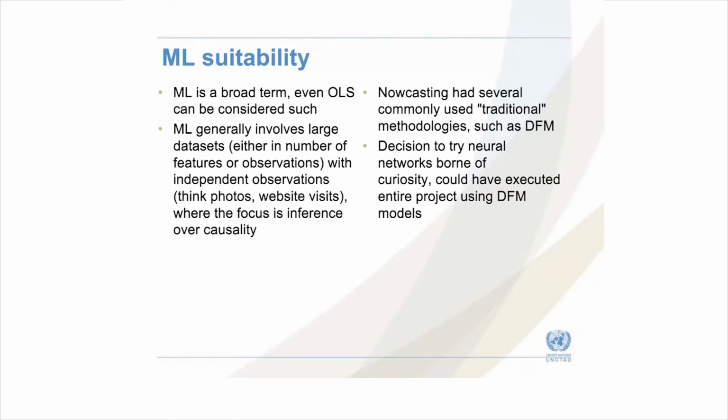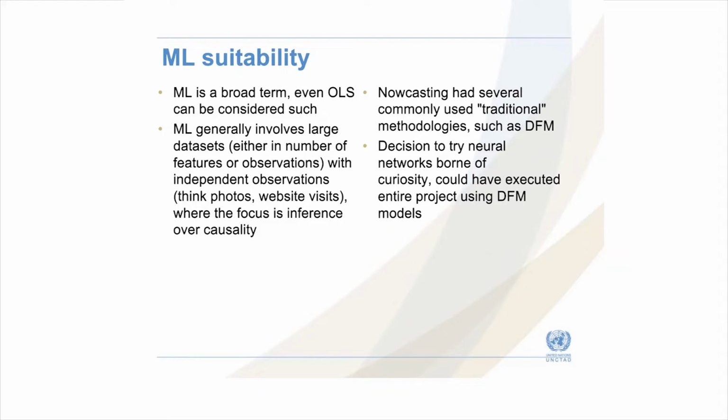So machine learning is a pretty broad term. Depending on who you ask, you're going to get different answers every time. Even something like OLS can be considered machine learning. It just depends on your definition. But when we talk about it, probably in the context of this working group and in the media, et cetera, machine learning generally involves much larger data sets, either in number of features or the number of observations, than you probably usually see in official statistics work. So less surveys and more big data, that kind of thing. And then often it's dealing with independent observations. So things like photos, search results, these kind of industry applications.